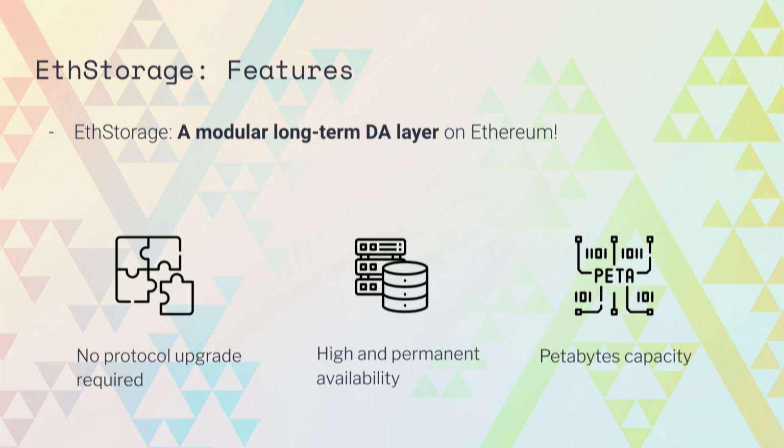And second, with some enhancement of the token metrics, we are able to achieve a very high and permanent availability of that data that was originally published on top of Ethereum and discarded in 18 days. And lastly, we are able to scale the storage capacity of Ethereum from a few terabytes now to easily reach petabytes of data, which means that we are able to upload a large amount of data that was not possible before.